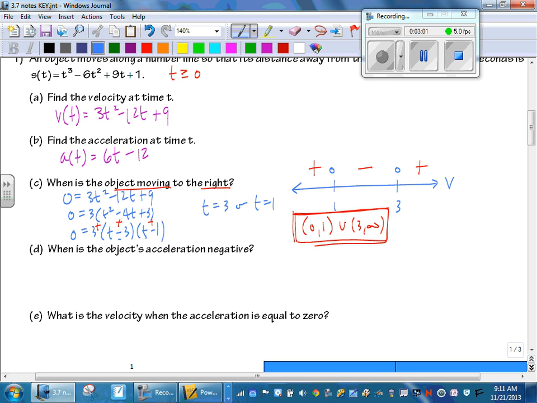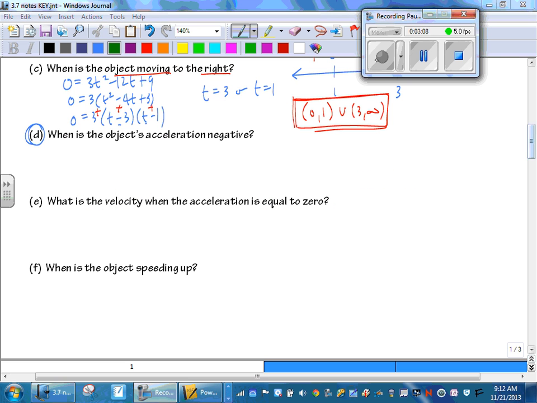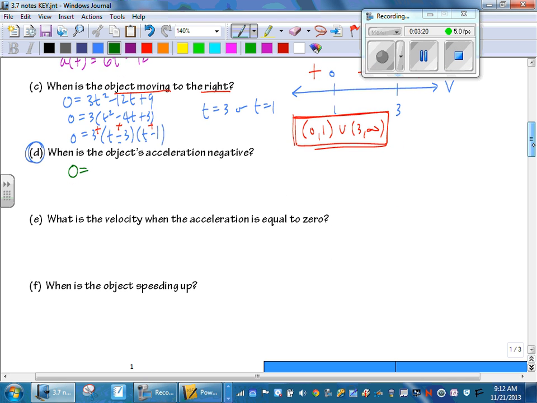All right, for part D, I want you guys to figure out when is the object's acceleration negative. Go ahead and try that one on your own. All right, let's take a look at part D. When is the object's acceleration negative? Well, just like the last problem, we would need to figure out first, when is the acceleration 0? So our acceleration was 6t minus 12.